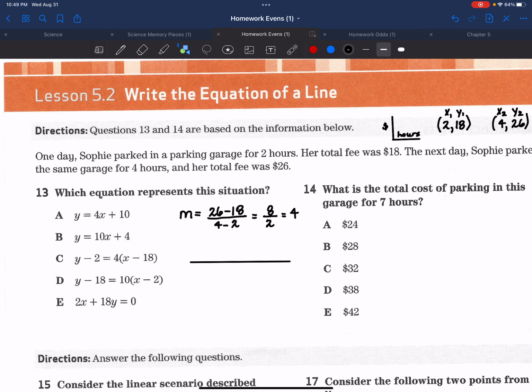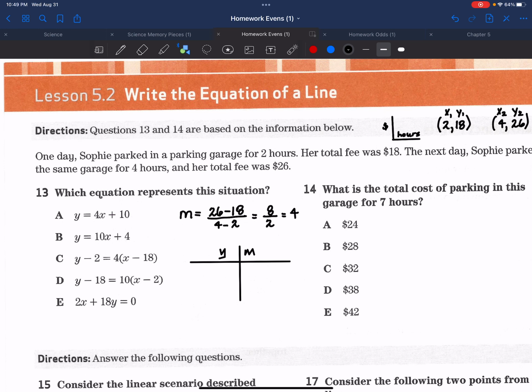So we want, do I want slope-intercept or point slope? I think it's slope-intercept. Let me look at the answers and see which one they want to. You can use either. Okay, let's do slope-intercept because I like that one.